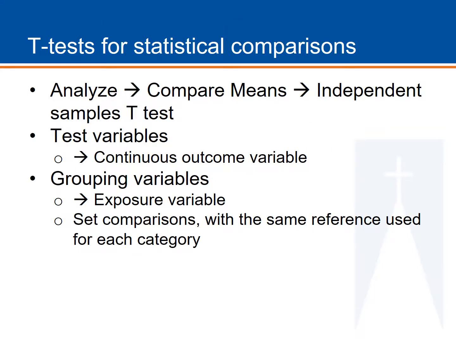Here are the instructions to do a t-test comparison. Use the independent samples t-test because your exposure categories are mutually exclusive. If you had a data set where the same person could appear in multiple exposure groups, the independent t-test wouldn't work.